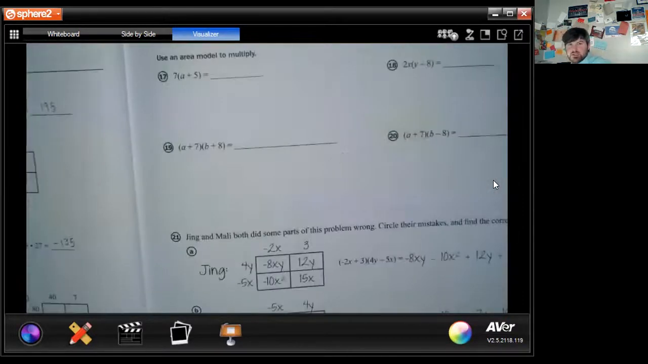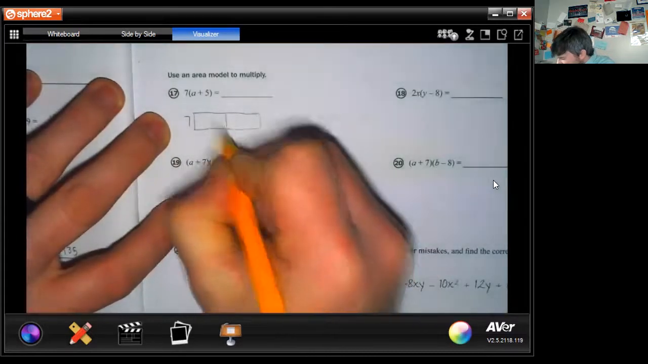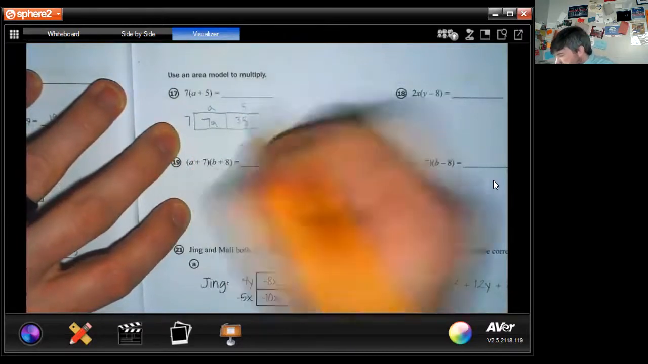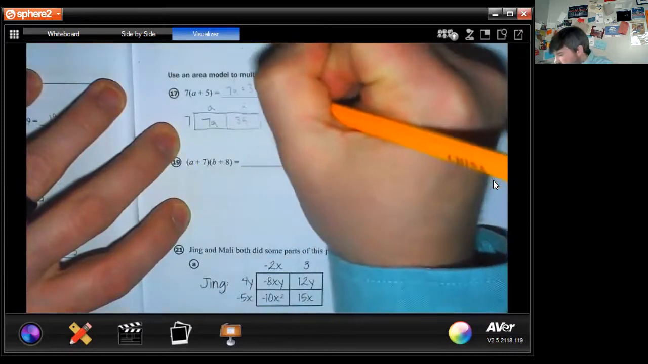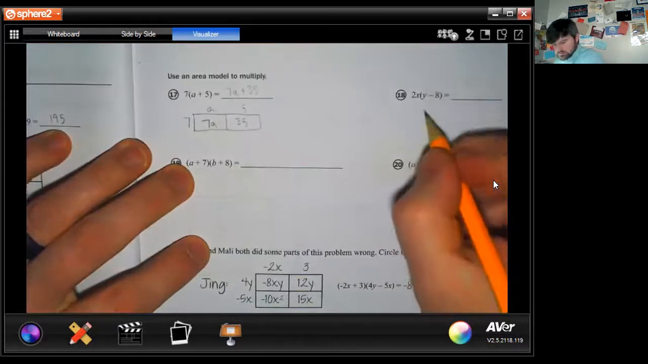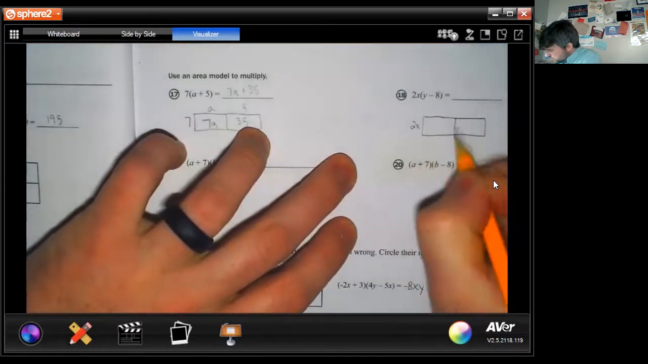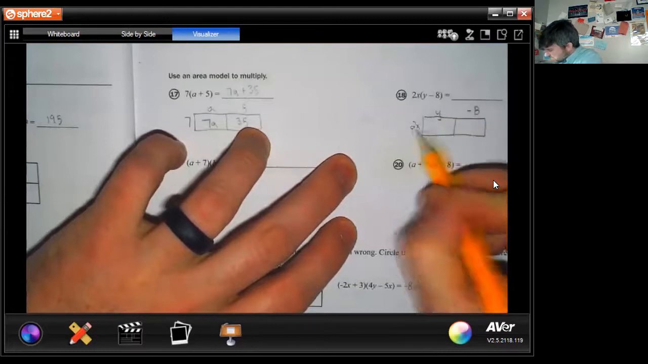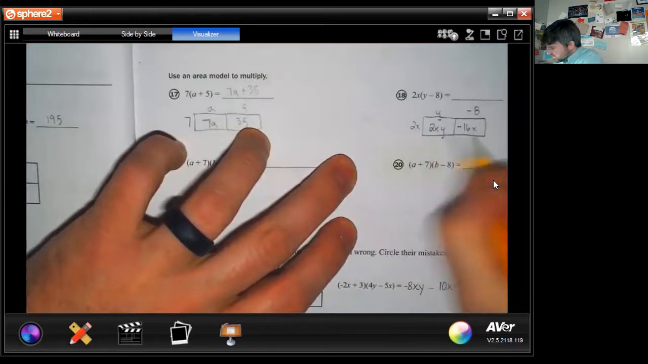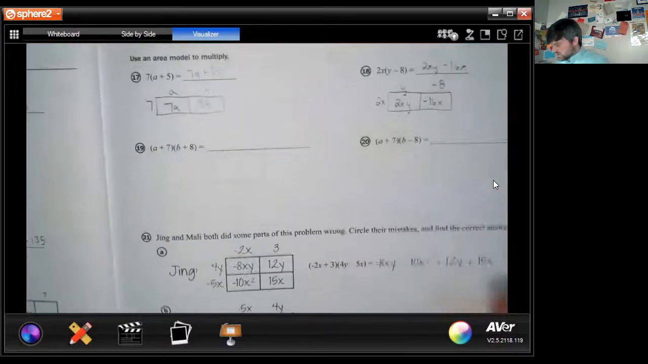Okay, up on 17, use an area model to multiply. So we're going to have 7 and a. So 7 times a is 7a. 7 times 5 is 35. And you add them together, you get 7a plus 35. Next, we can put 2x here, y and -8. So 2x times y would be 2xy, and 2x times -8 would be minus 16x. So then we just combine these with addition. So we have 2xy minus 16x. In this case, it was subtraction since we had a negative there.